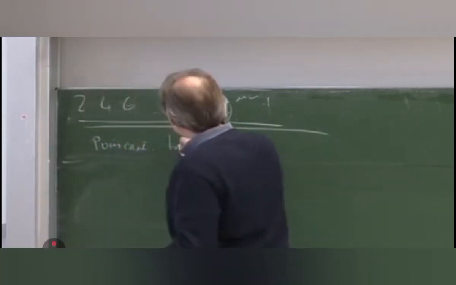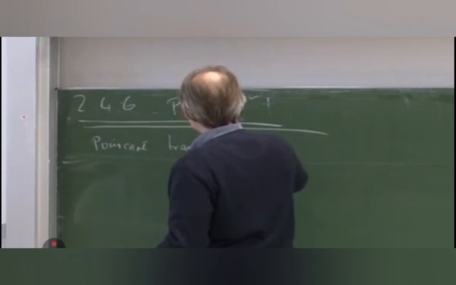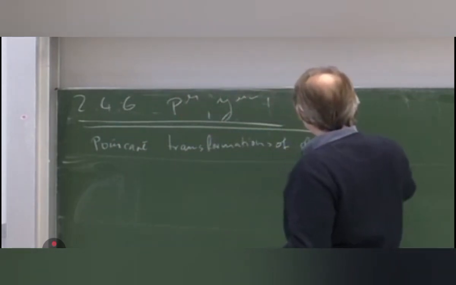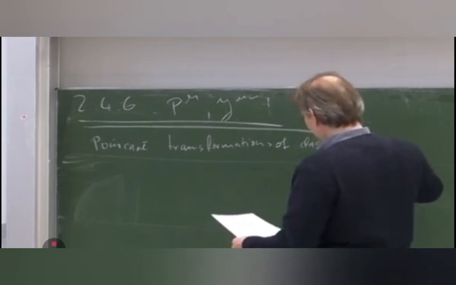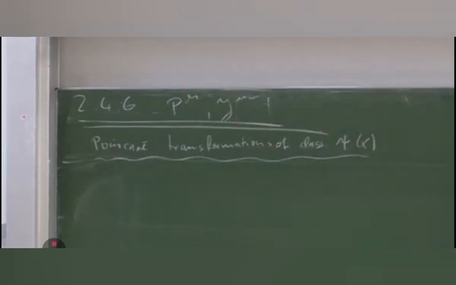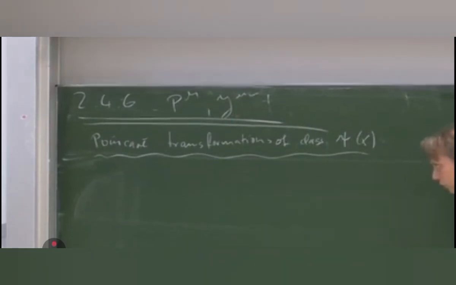So P mu and J mu nu. We need to look at the Poincaré transformations, first of the classical field psi. Then we use the Noether theorem to construct operators and conserved quantities which are conserved because of Poincaré invariance, and they will be interpreted as momentum operators and angular momentum and boost operators.